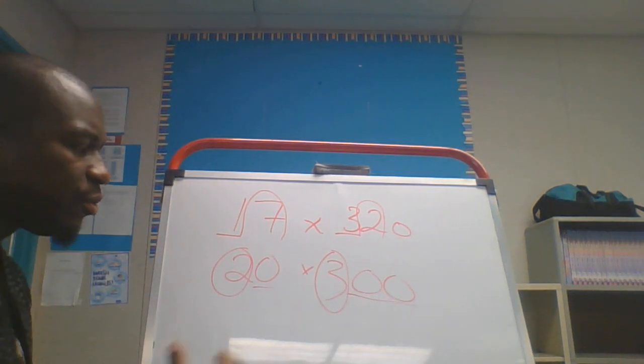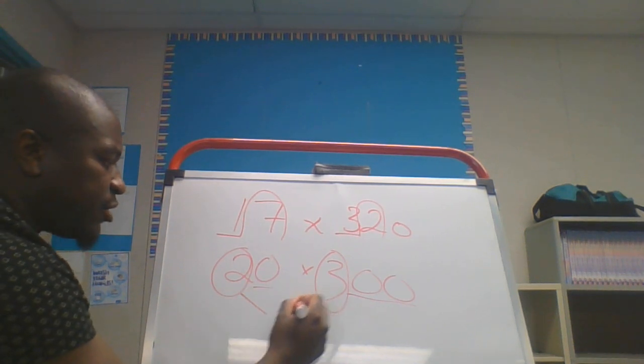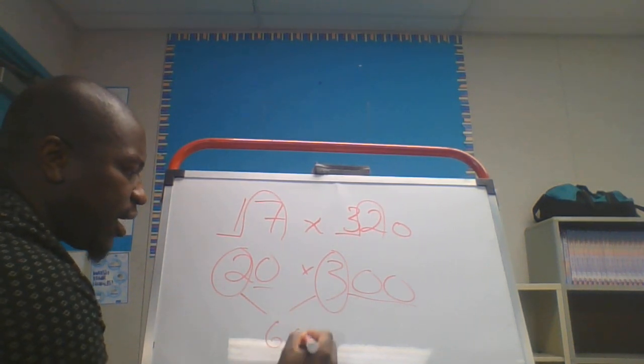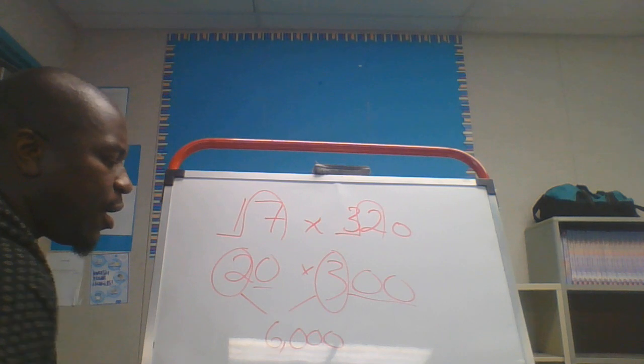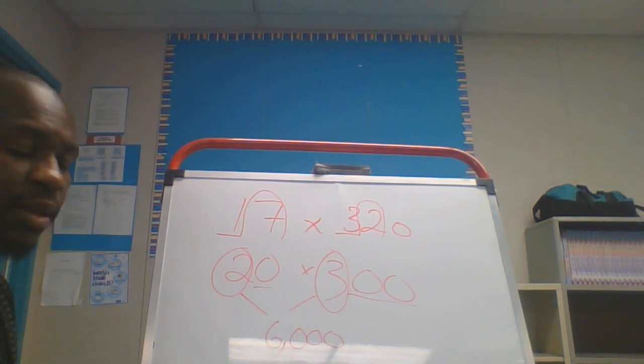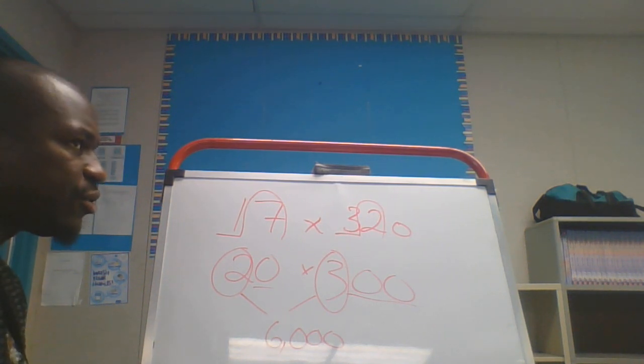So we don't really have to worry about them. So we multiply 2 times 3, we get 6. And then we add our zeros back in. Our answer is 6,000. Please be careful when you're writing your answer on the quiz.